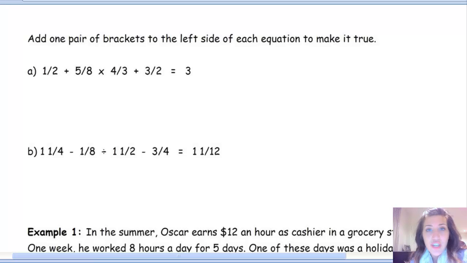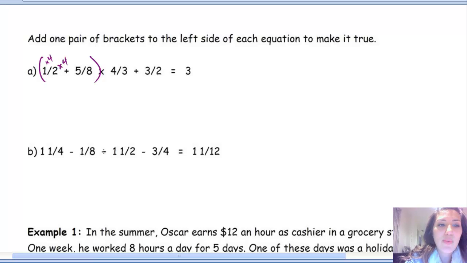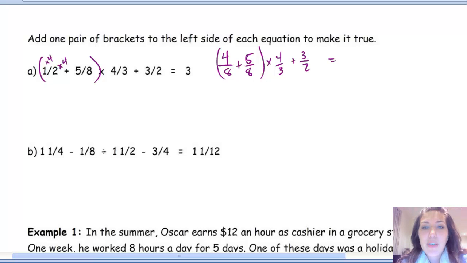So I'm just going to do guess and check, and if you get it wrong in the end and your answer does not equal 3, then you just go back and try again somewhere else. So I'm going to guess, hey, I wonder if the brackets are here. Maybe I have to add 1/2 plus 5/8 before I do everything else. So let's try it. 2 needs to get changed to an 8 so that the denominators will be the same. So we have 4/8 plus 5/8 times 4/3 plus 3/2. So 5 plus 4 is 9/8 times 4/3 plus 3/2.